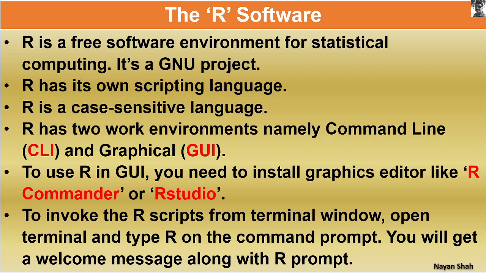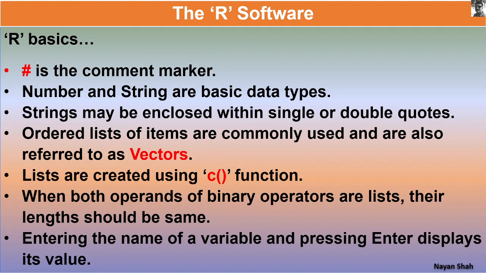To invoke R scripts from a terminal window, open terminal, that is the place where you can give commands. You start your R software by double clicking, and it will start in the terminal window. Open terminal and type R on the command prompt. You will get a welcome message along with the R prompt. The R prompt is indicated by the greater than sign. Remember, the R prompt is indicated by the greater than sign.